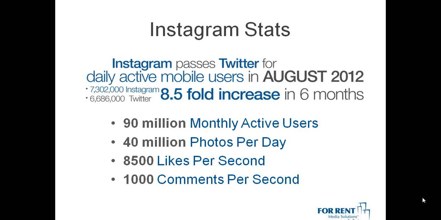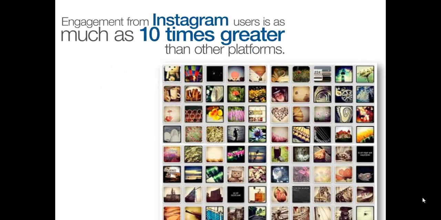But the activity happening in here is insane. There's 90 million monthly active users, 40 million are posting photos per day, and then there's 8,500 likes per second. So when I'm in Instagram, as soon as I see a photo I like, I literally sit there and like it. So I can see that happening. And then 1,000 comments per second. So we can only predict that this site will absolutely gain some more momentum, especially with the acquisition by Facebook. So I'm really excited to see where this platform leads and how multifamily can use it.